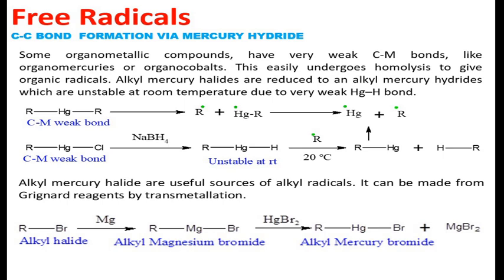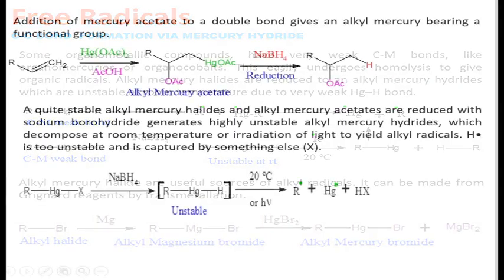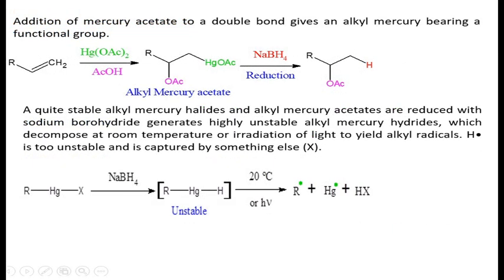Alkyl mercury halides are prepared from alkyl halides through the formation of a Grignard reagent, alkyl magnesium bromide. Alkyl halide reacts with magnesium and gives alkyl magnesium bromide. Alkyl magnesium bromide reacts with HgBr2 and gives alkyl mercury bromide. Alkyl mercury bromides or alkyl mercury halides are a good source for formation of alkyl radicals. Alkyl mercury acetates are also used to prepare alkyl radicals.